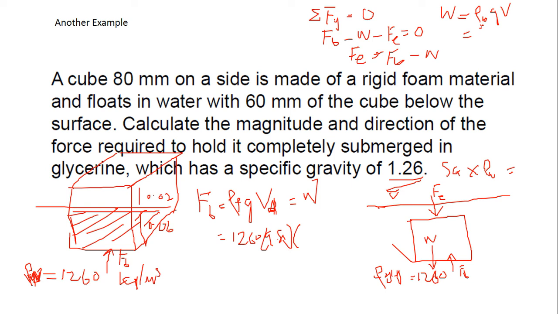I didn't take W here, I directly did rho g V, 1260 times 9.81 times the volume. That will give you FB. And earlier, what you calculated for FB is also rho g V, but rho of the fluid. 1260 times g times the volume, 0.8 times 0.8 times 0.8, because it's completely submerged. That's your FB.